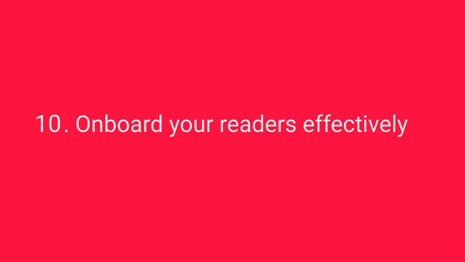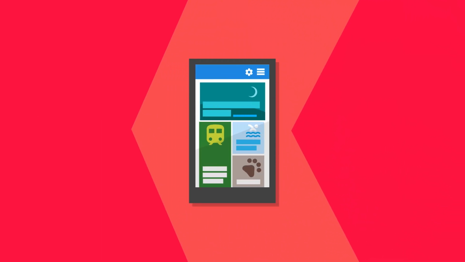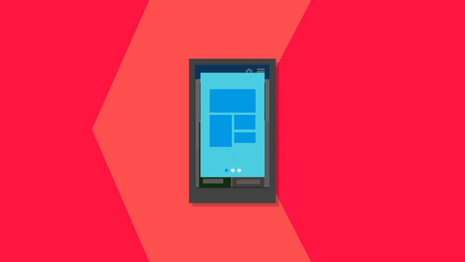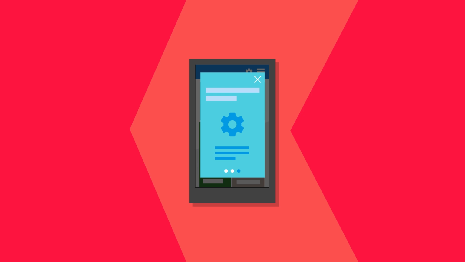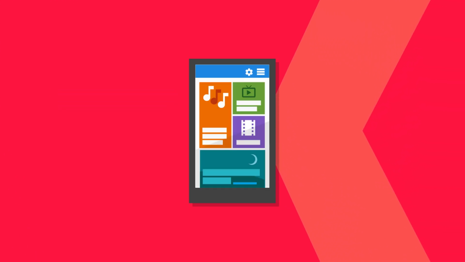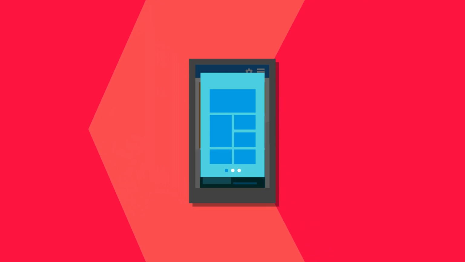10. Onboard your readers effectively. Implement an onboarding flow for new readers and for all readers when you introduce a new feature. By providing a tutorial when your app starts, readers can gain an appreciation of its features faster. Keep the tutorial short. Once it's over, give readers the option to customize the app's settings, like notifications or home screen options. Let the readers skip the onboarding flow, but give the option to watch the tutorial on demand at any time.